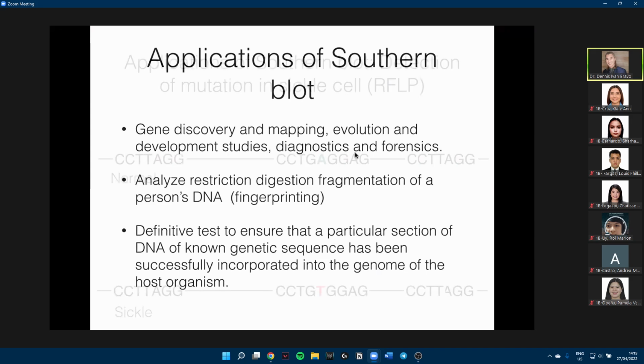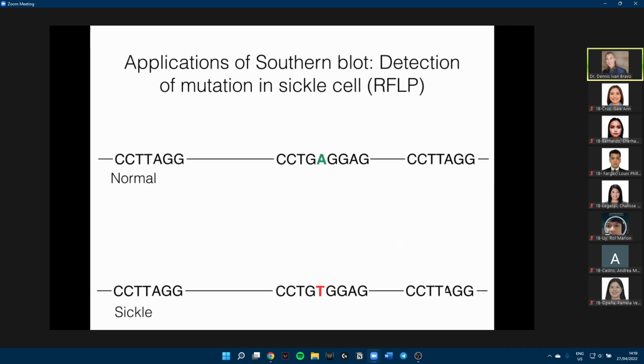For example, we can use Southern blot to detect point mutation in sickle cell. This version of Southern blot is called restriction fragment length polymorphism. Now, if you remember, in the original unmutated globin gene, one of the codons is GAG, which with point mutation now becomes GTG. GAG codes for glutamic acid.